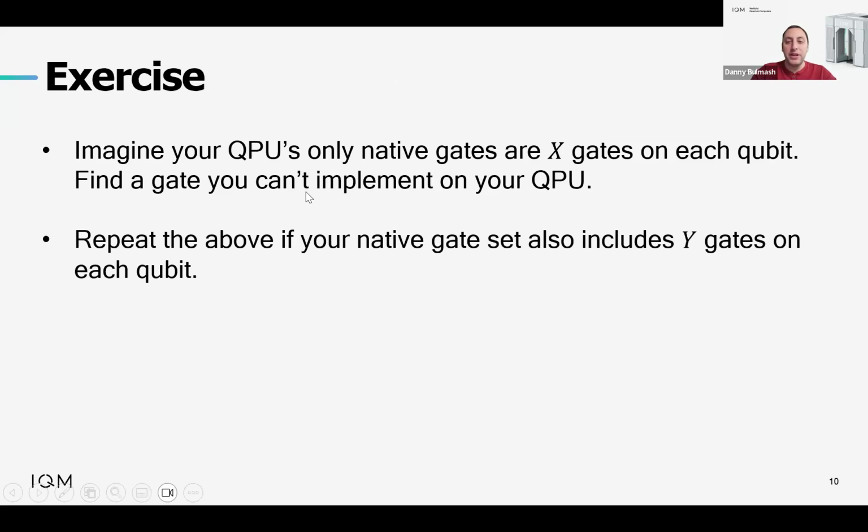Now, what happens if we also include a Y gate on each qubit? Is there something that we can't implement on our QPU? Right, so now we're able to combine the effects of the X and the Y gates. But are there still things we can't do?